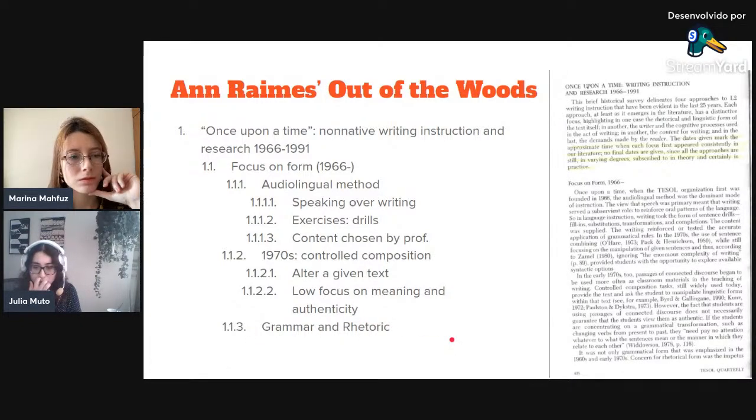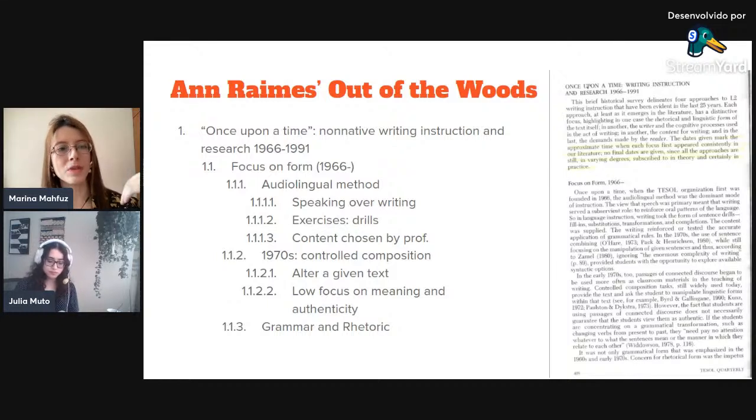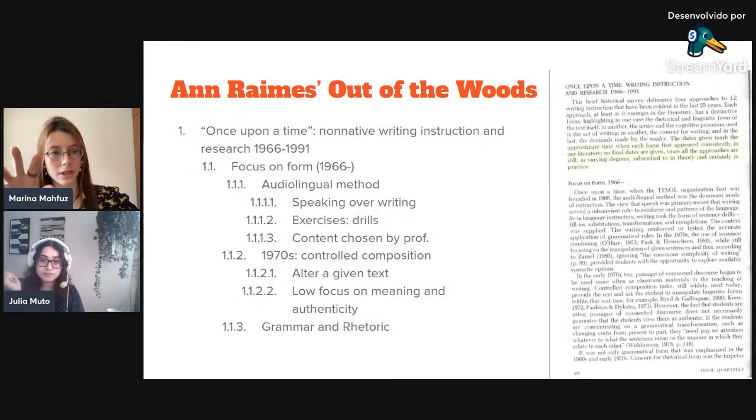I don't want to explain the text too long, but I hope that this example here helped you understand. If you look at the organizational features, you have the focus on form. And what do you have inside focus on form? So she divided focus on form into three main things. One of them is audiolingual method. The other one is controlled composition. And the other one is grammar and rhetoric. So this means that for her, in Julia's opinion, these three aspects refer to focus on form.